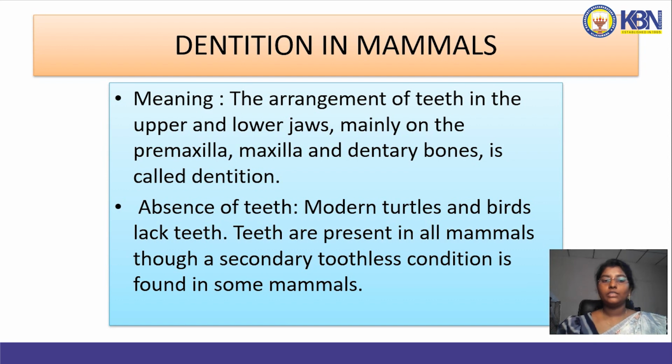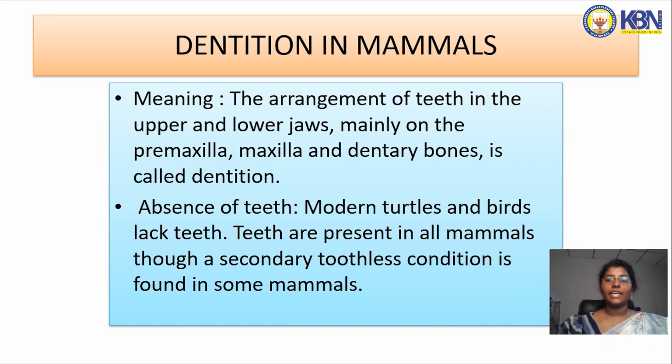Let us know about the dentition in mammals. What is the meaning of dentition? The arrangement of teeth in the upper jaw and the lower jaw, mainly on the premaxilla, maxilla and dentary bones, is called dentition. Here we can observe that the arrangement of teeth on the upper jaw and the lower jaw is called the dentition.